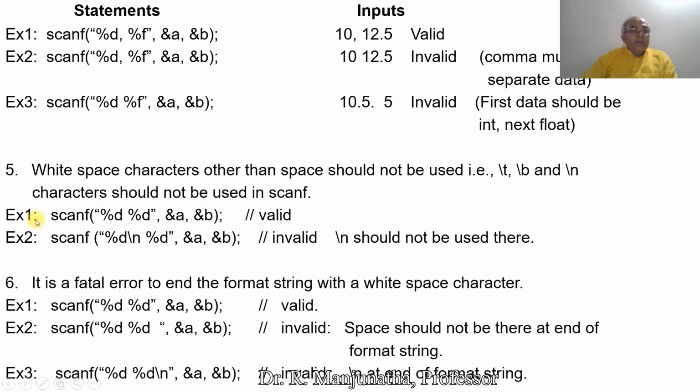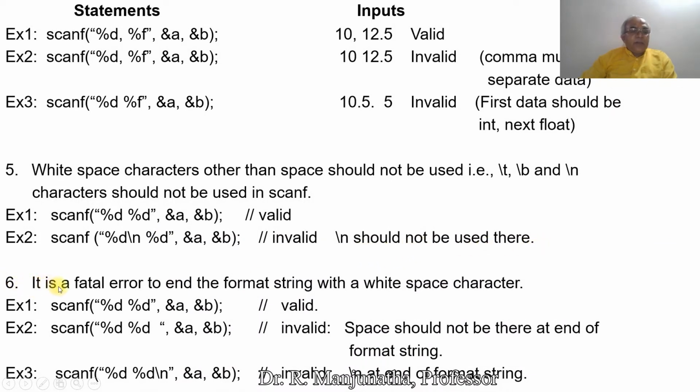Next is the float number. White space characters other than space should not be used, that is \t, \p and \n characters should not be used in the scanf statement. So scanf("%d %d", &a, &b) is valid. Suppose if it is scanf("%d \n %d"), it is invalid because \n should not be used there.